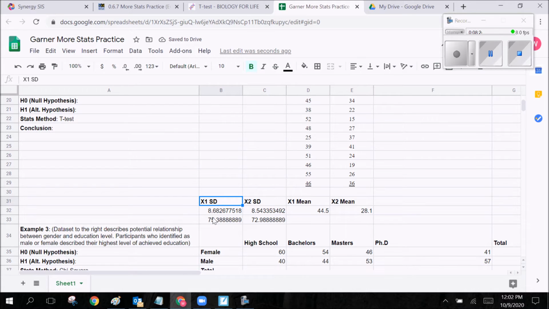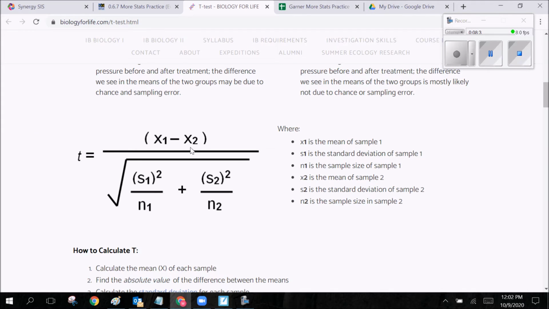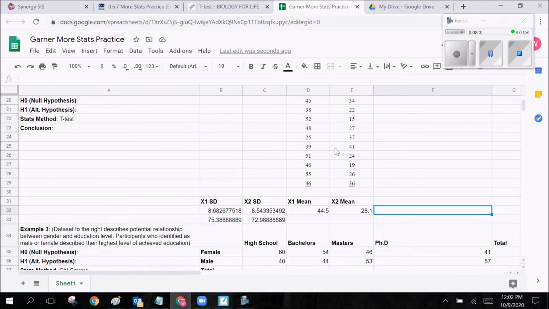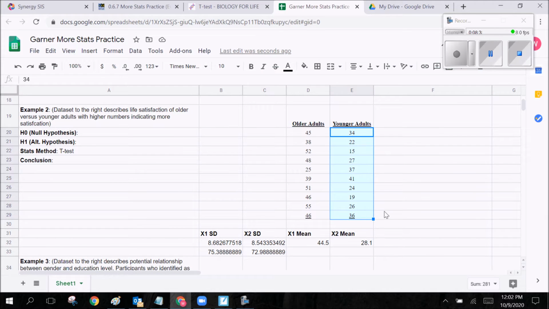We have our standard deviation squared, and we have our means. So now we're ready to do this. Also, n is the number of data points that we have, and we have 1, 2, 3, 4, 5, 6, 7, 8, 9, 10. 10 data points per sample. So I'm going to say n equals 10 for both samples, because that's the total number of data points that we have.